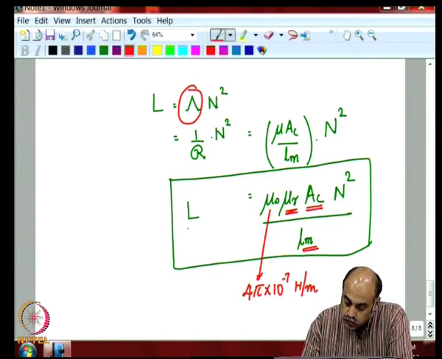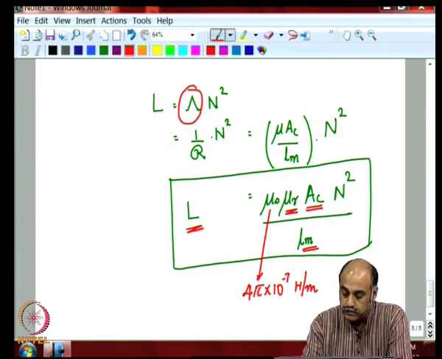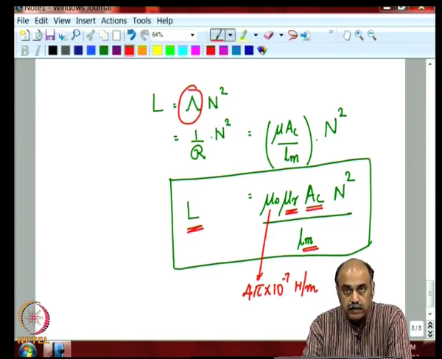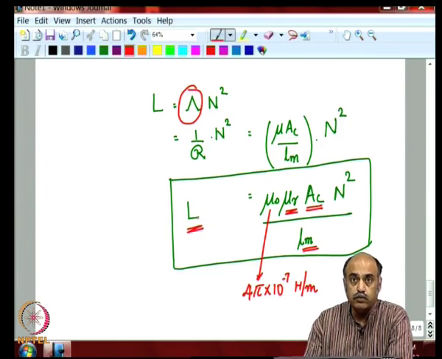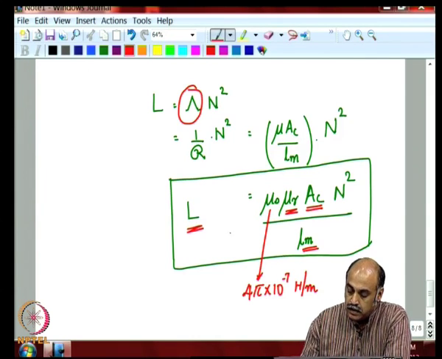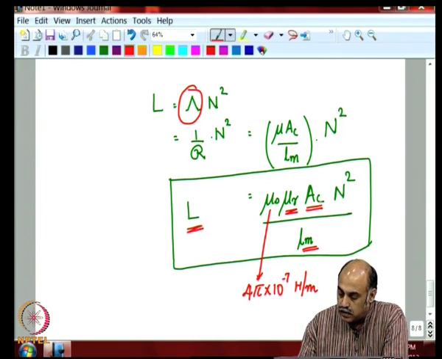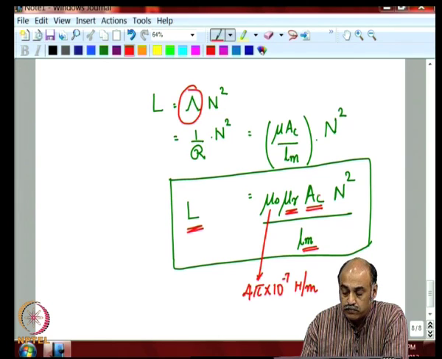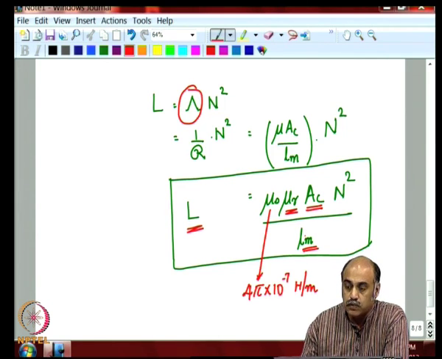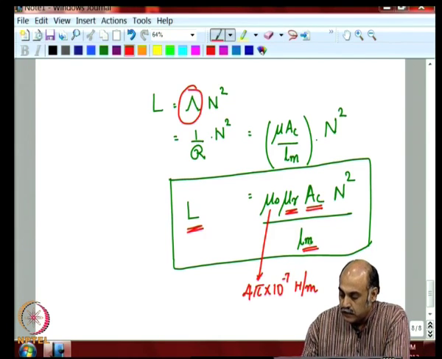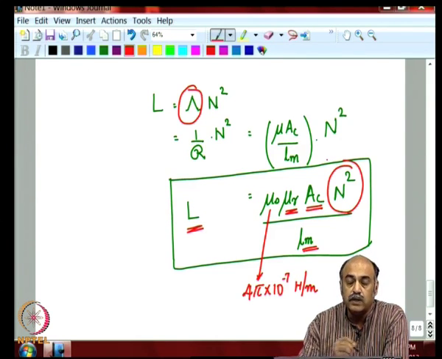So, this way also the inductance L can be found out. As the inductance L is obtained from the electrical side, L is known, core cross section is known from the data sheets of the core material, relative permeability mu r is known from the core material's data, mean magnetic length is known, and from that you can find out N.